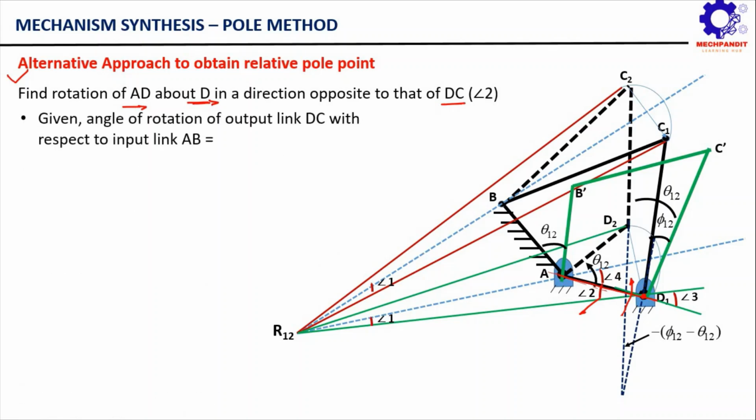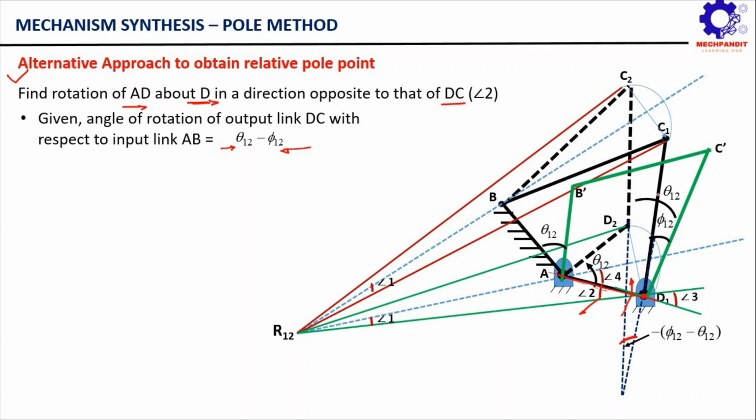So let us see how we can do that. Now given the angle of rotation of output link DC with respect to input link AB, obviously this angle we already know will be simply equal to theta 12 minus phi 12. The input link AB, when we made the initial assumption, is rotating through theta 12, and corresponding to this rotation, the output link is rotating through phi 12. So the relative rotation of output link DC with respect to AB will be simply equal to theta 12 minus phi 12. Now this rotation can be represented by this angle in the diagram.